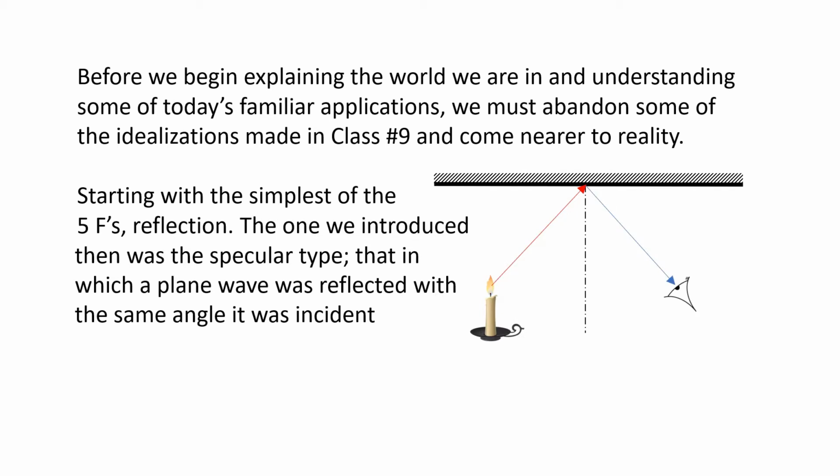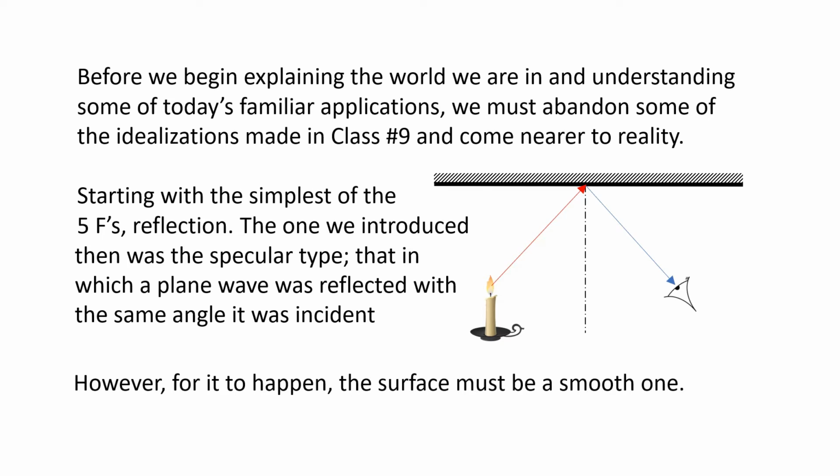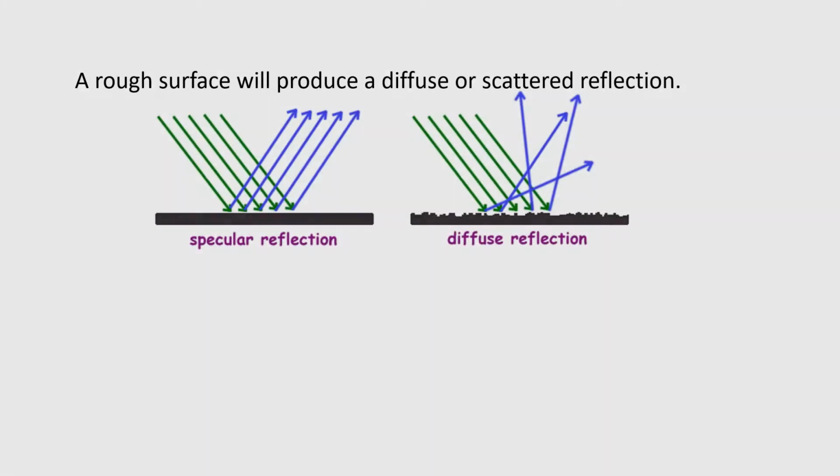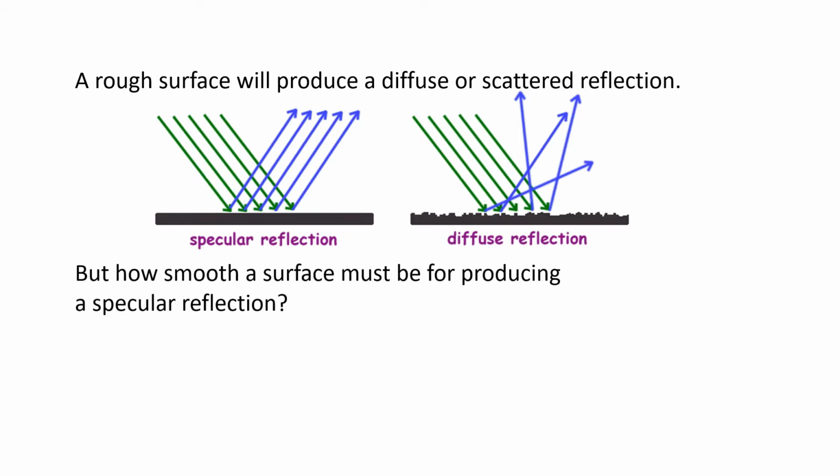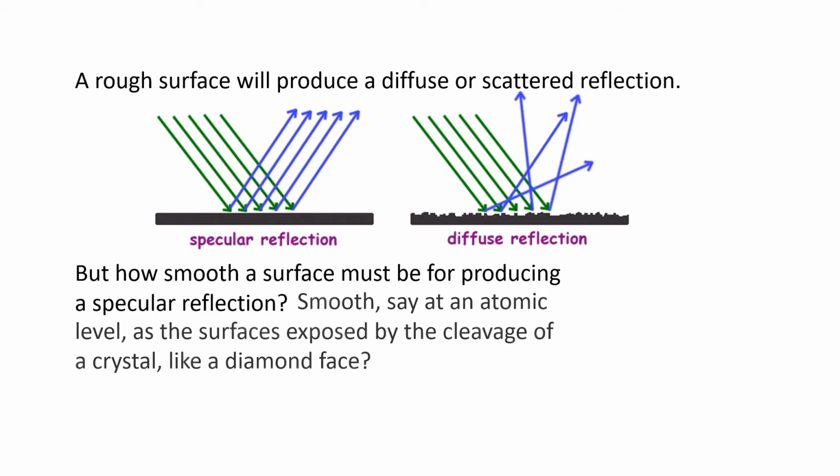The one we introduced then was the specular type, that in which the plane wave was reflected in the same angle it was incident. However, for it to happen, the surface must be a smooth one. A rough surface will produce a diffused or scattered reflection. But how smooth must the surface be for producing a specular reflection?